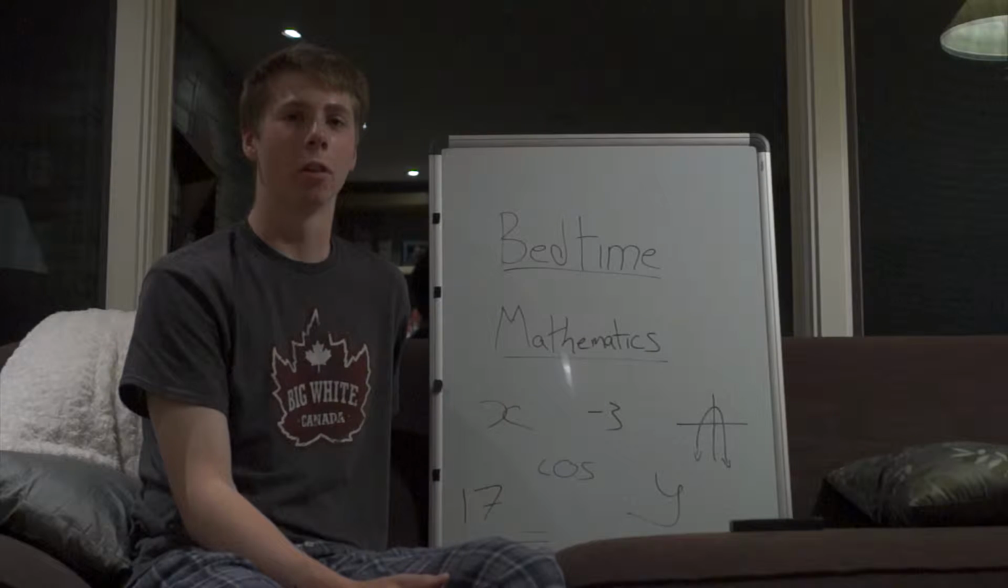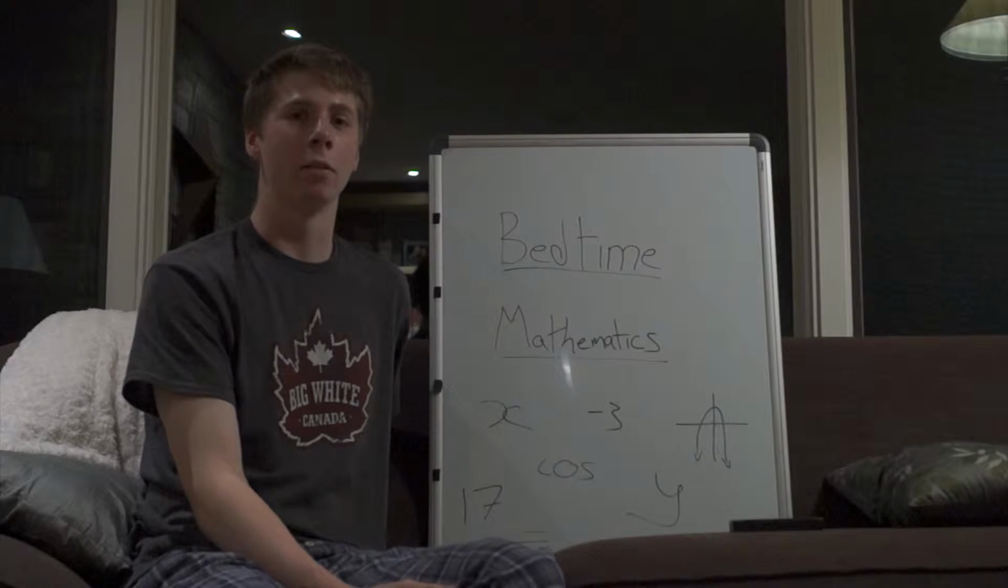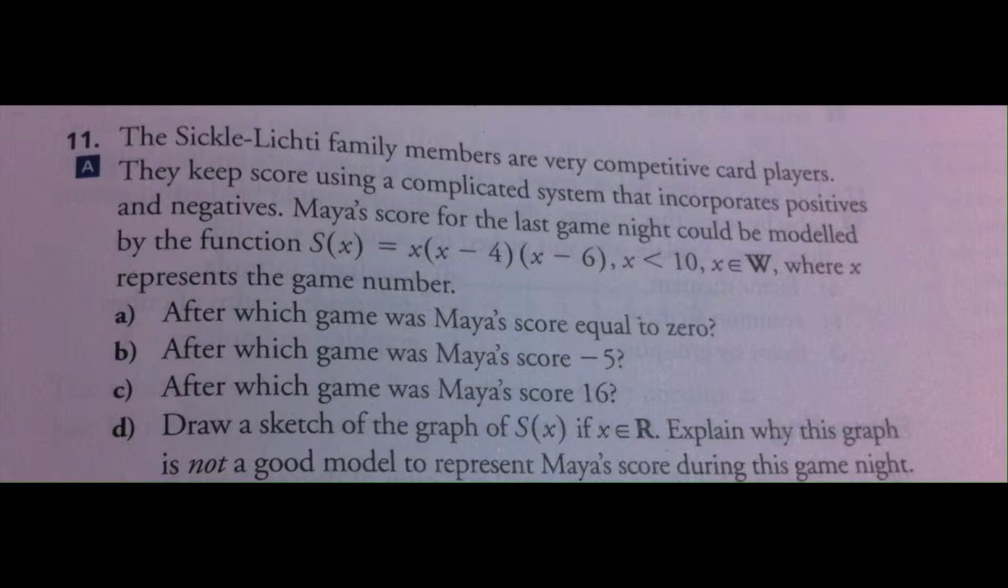Today, we're going to be solving a word problem involving cubic functions. The question reads: the Sukalichi family members are very competitive card players. They keep score using a complicated system that incorporates positives and negatives. My score for the last game night could be modeled by the function s(x) = x(x - 4)(x - 6), where x is less than 10, x belongs to the set of whole numbers, and where x represents the game number.